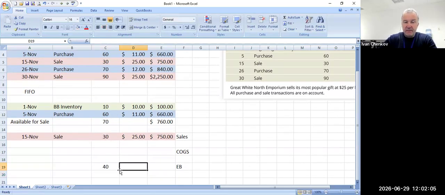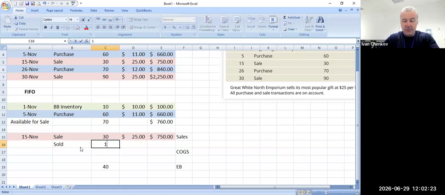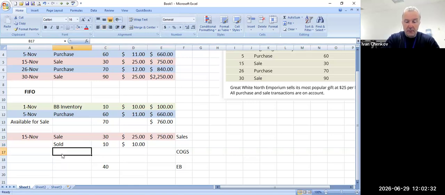Now, since we're applying first in, first out, whatever comes first goes out first. So what comes first? Beginning inventory. So first one will be to match the sales. We're going to take out the 10. The one that we sold is the first we're going to sell, the pen at $10 cost. And the next thing that we're going to sell, now that's 30 minus 10, 20. We need to sell 20 more, 20. And those 20 comes with the first purchase on November 5th at $11.